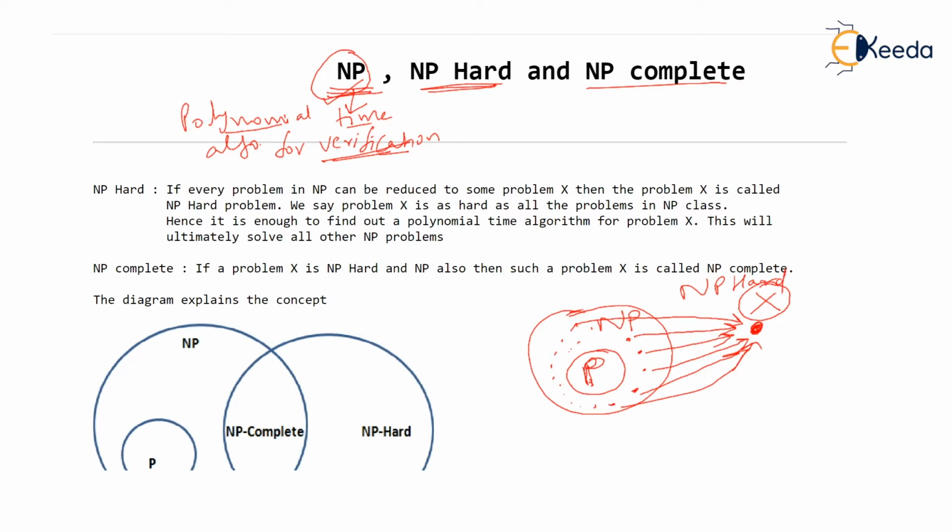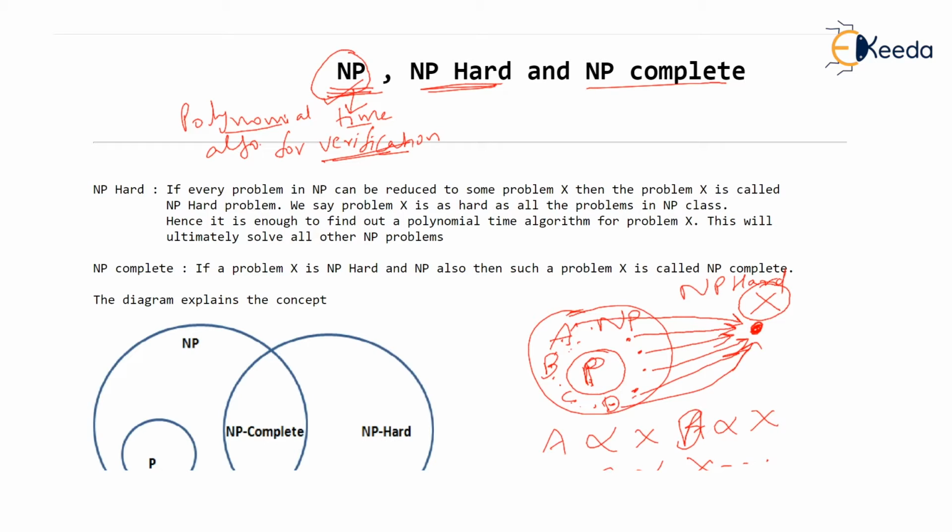Check the definition again. If every problem which belongs to NP class is reducible to problem X, then we say that problem X is NP hard. So imagine there is problem A here, problem B, problem C, problem D, and many such problems. A is reducible to X. We can do this. A is reducible to B is reducible to X. C is reducible to X. And we can do this for every problem in NP, it can be reduced to problem X. Then that problem X is called NP hard problem.